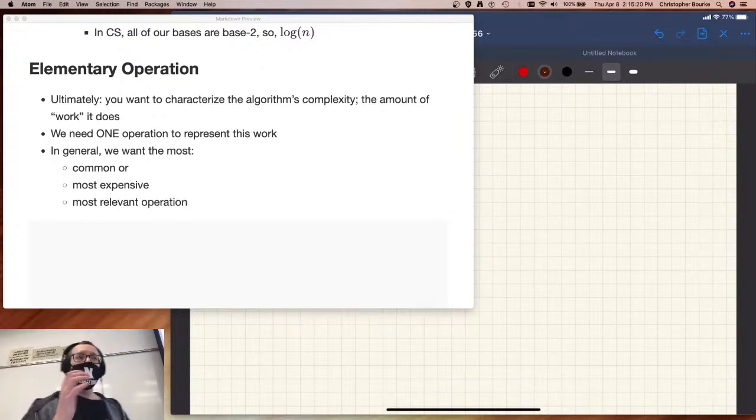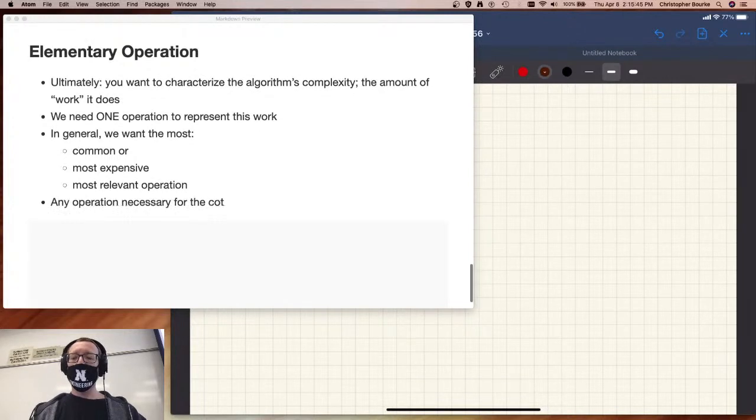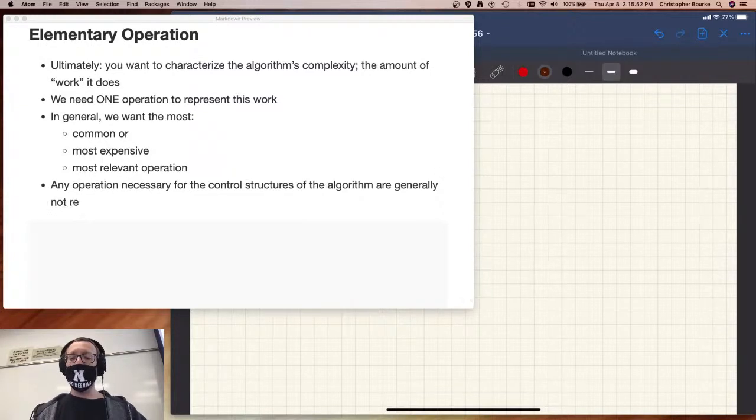You might have an algorithm that does multiple operations, but you need to focus on one, right? And if you focus on one and you get one analysis, that's perfectly fine for that operation. If you focus on a different one and you get a different analysis, that's fine for that operation. There are some operations that you generally don't want to pay attention to. For example, any operation necessary for the control structures of the algorithm are generally not relevant.